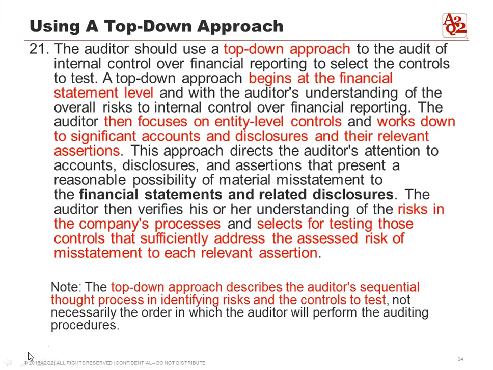Next, it says works down to significant accounts and disclosures. So, as I mentioned earlier, when you start with the financial statement level, now look down to the significant accounts. So in my example of cash, of your 100 GL accounts of cash, you may have 2 cash accounts that are the biggest dollar amount.